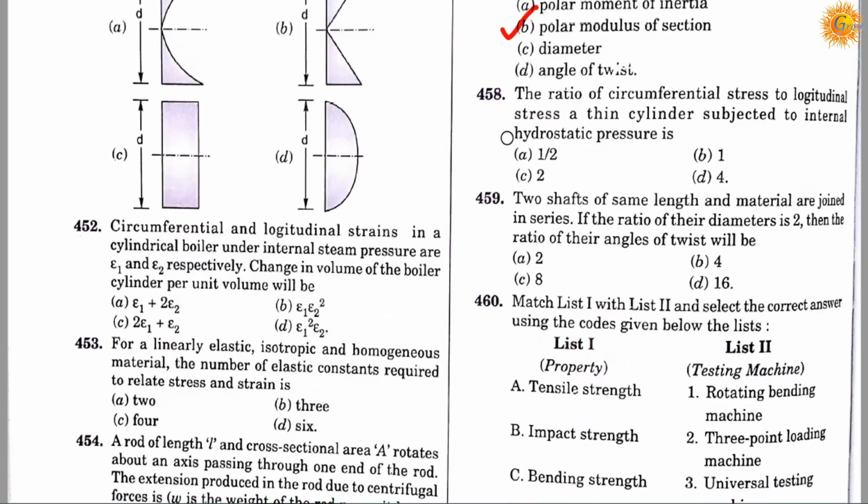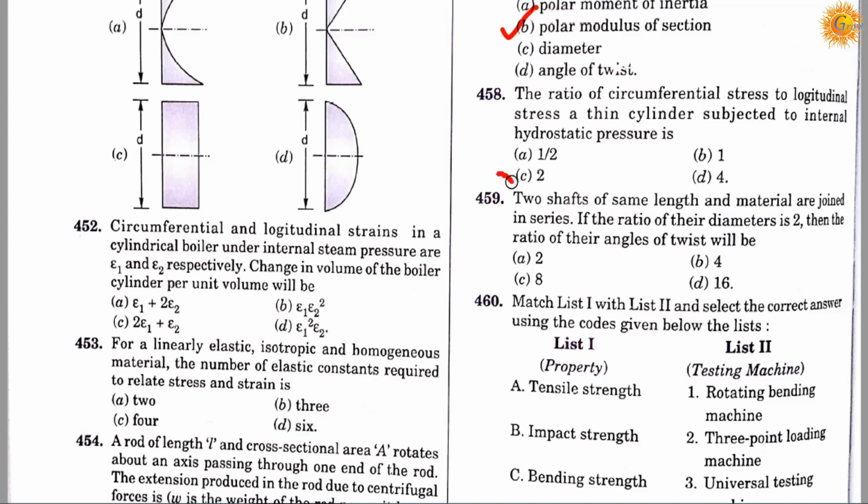Question number 458. The ratio of circumferential stress to longitudinal stress in a thin cylinder subjected to internal hydrostatic pressure is option A half, option B 1, option C is 2, option D is 4.